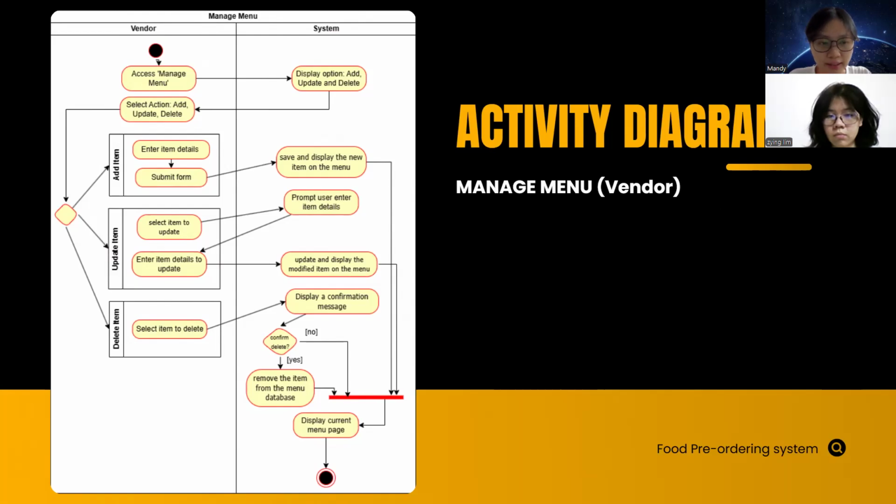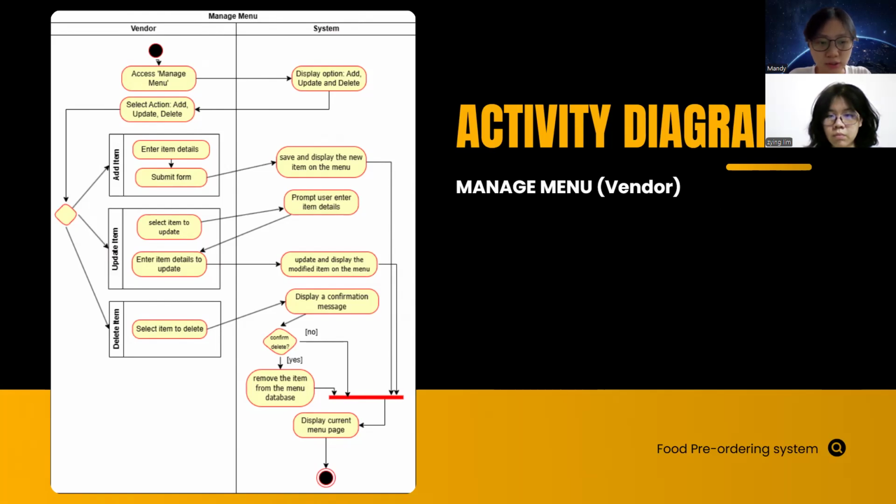If updating an item, you need to select an item to update, and the system will prompt the user to enter item details, and the vendor enters the details to be updated. After that, it will update and display the modified items on the menu.